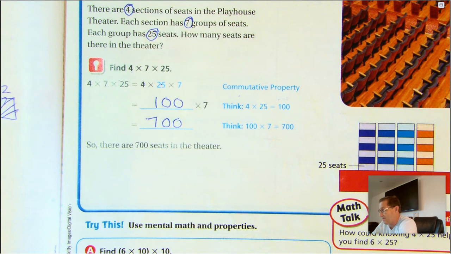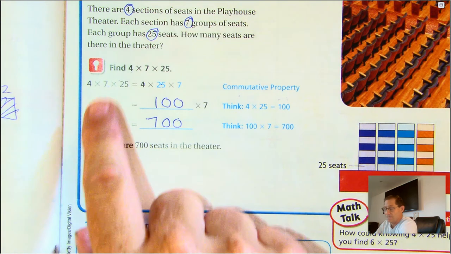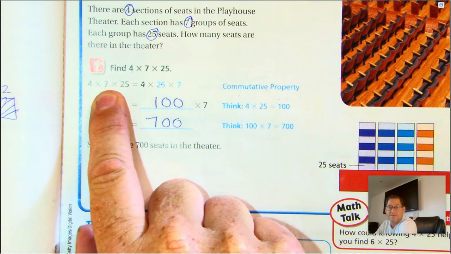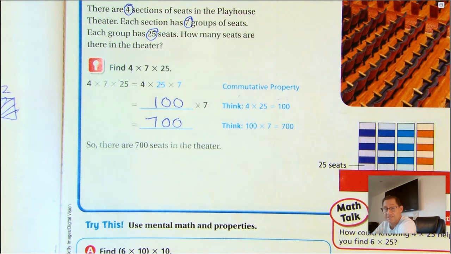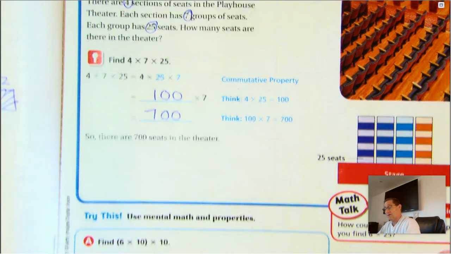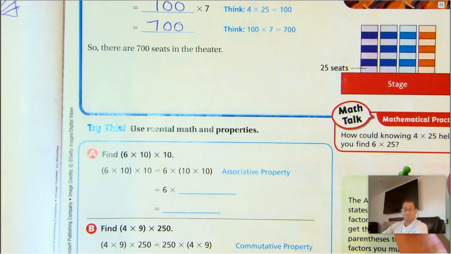So commutative property of multiplication is very useful in multiplying things mentally. This would have been a much more difficult problem if we went 7 times 4 is 28, 28 times 25. Much more difficult for right now. So just switching the order of two numbers helps us do this actually in our head. Right, so let's try some of these.